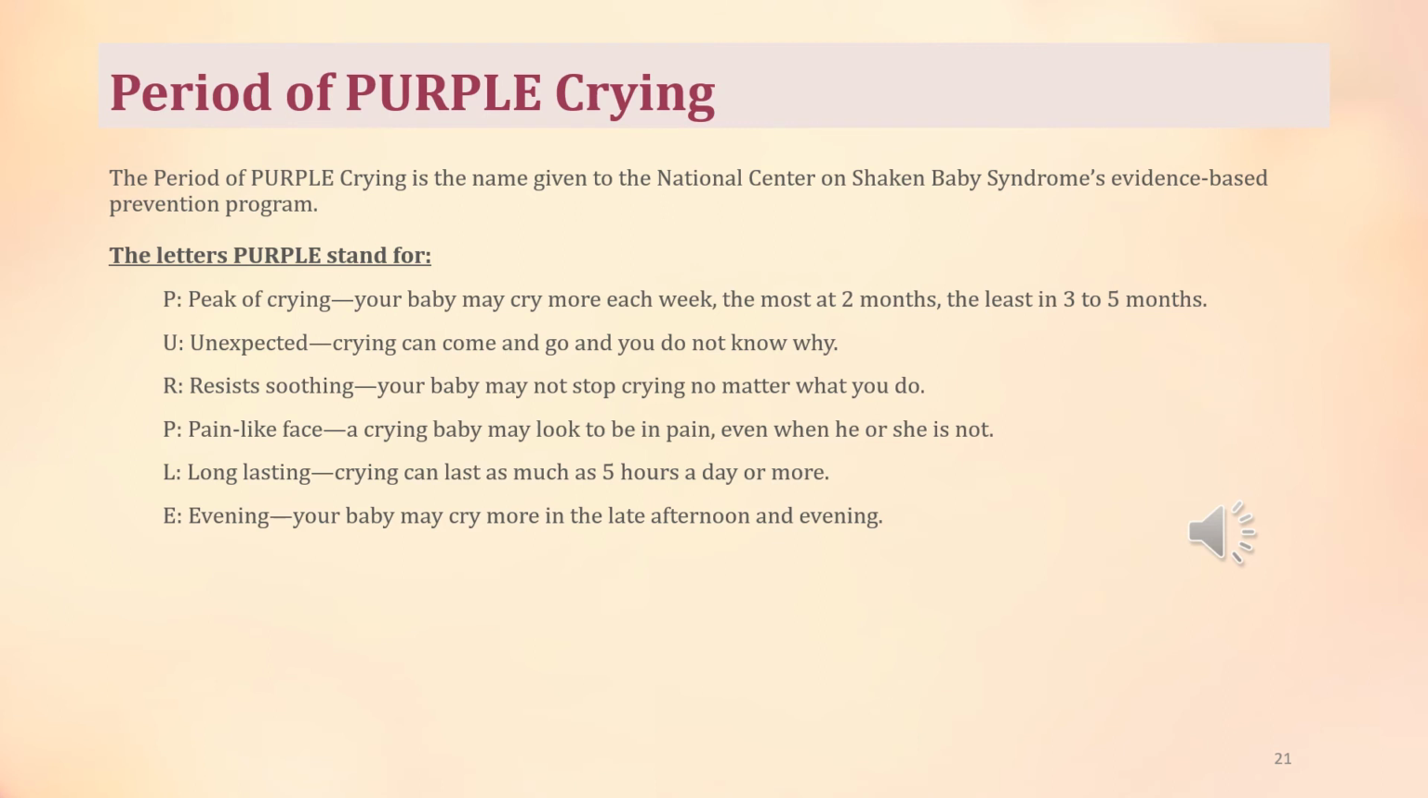Okay, so a period of purple crying, purple being an acronym for these different stages of crying for babies. The important thing about this is that we teach moms to never shake a baby because that can cause massive problems in babies. Brain damage, sometimes even death from having a shaken baby. So sometimes babies just cry.